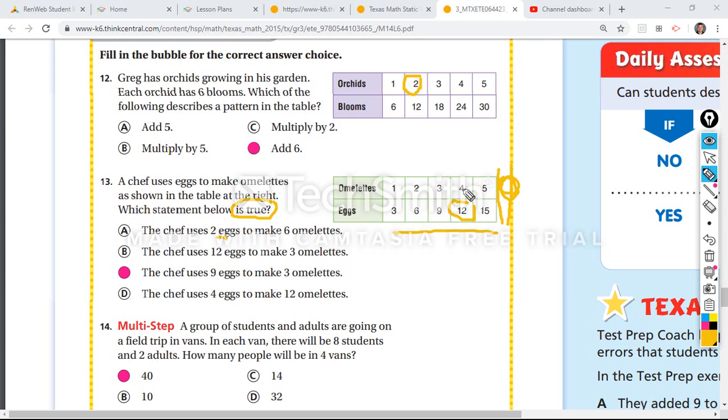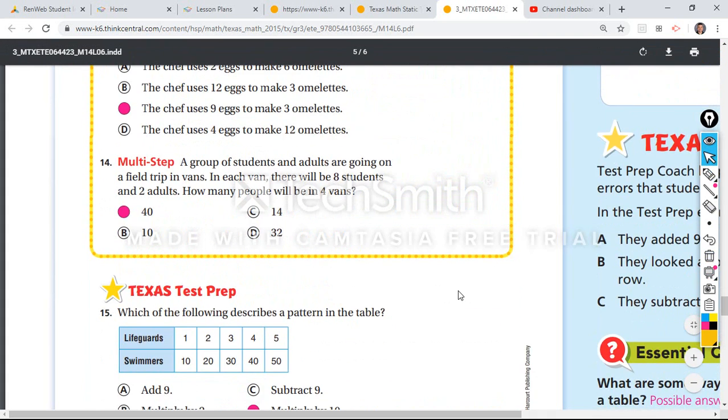Well, 12 eggs? No, that's 4. The chef uses 9 eggs to make 3 omelets. That's true right here. The chef uses 4 eggs to make 12. The common error is this right here. If you don't read it carefully, you're going to say, well, but that's true. But no, it's 4 omelets uses 12 eggs. So be very careful with that. They trick you, and if you go too fast, it may catch some of you.